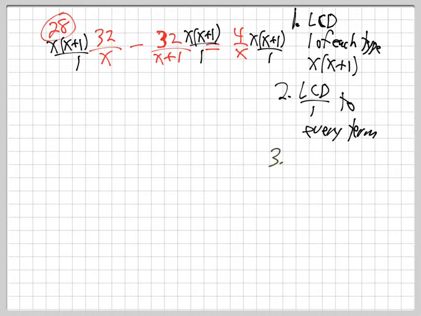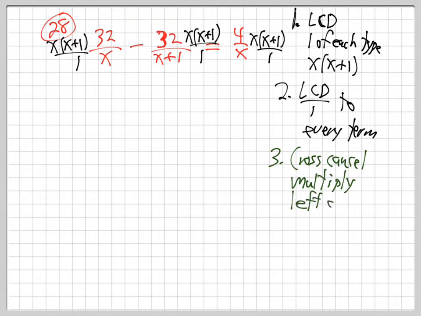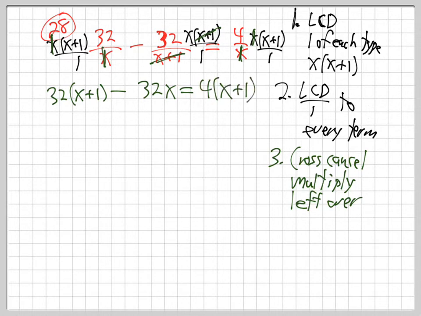And then what do we do on step 3? Cross, cancel, and multiply the leftovers. So x will cancel x. What's left over? 32 with x plus 1, minus x plus 1 cancels x plus 1, 32x. X cancels x, 4 times x plus 1. You see what happened there? So I multiplied through by LCD over 1 to all three. And the LCD is one of each denominator piece. Cross cancel and multiply what's left over.